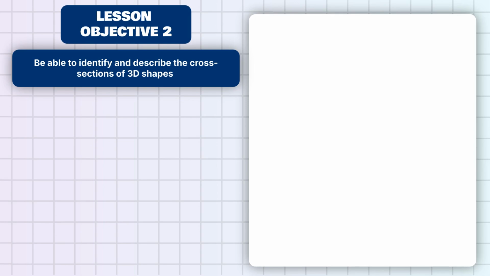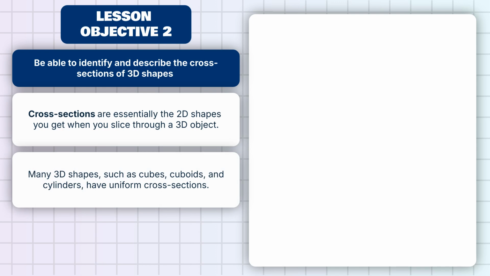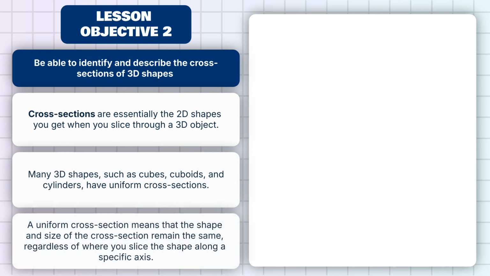We will now move on to cross-sections. Cross-sections are essentially the 2D shapes you get when you slice through a 3D object. Many 3D shapes, such as cubes, cuboids, and cylinders, have uniform cross-sections. A uniform cross-section means that the shape and size of the cross-section remain the same, regardless of where you slice the shape along a specific axis.